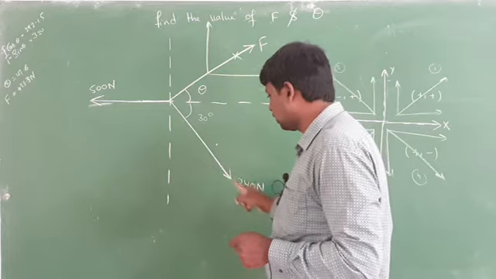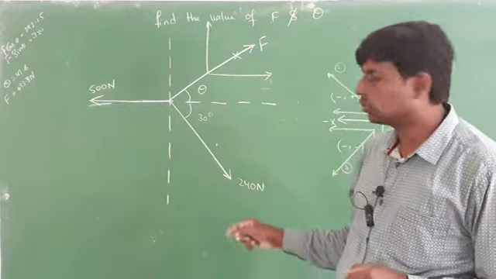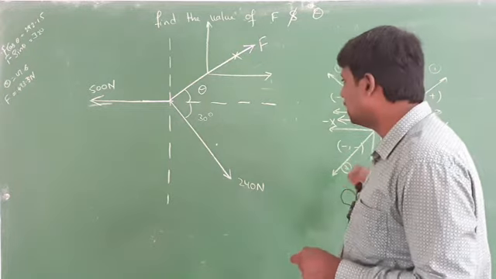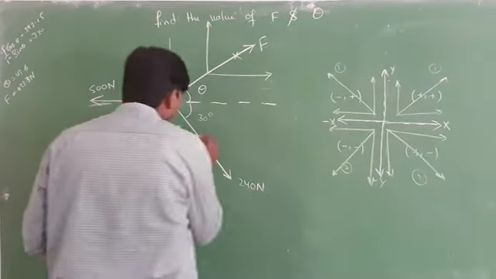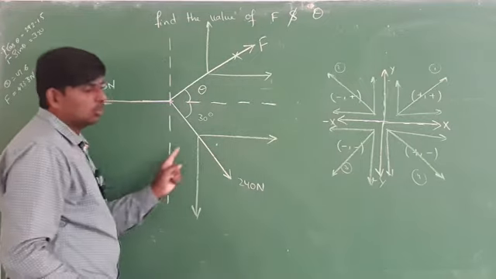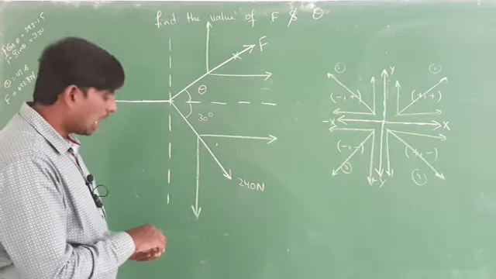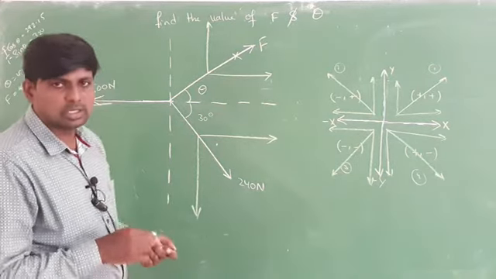Here this is the inclined force. This inclined force is lying in which coordinate? Fourth coordinate. In the fourth coordinate, what is the condition? Forward and downward. So here this one you have to take as forward and this one you have to take as downward. After that, I told you, the first step is completed.